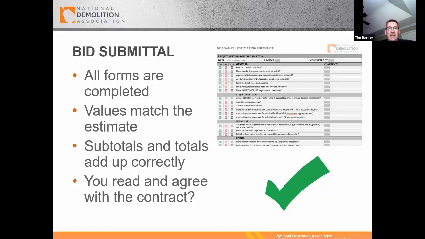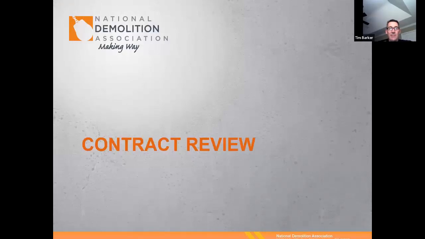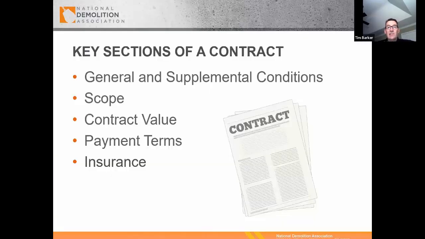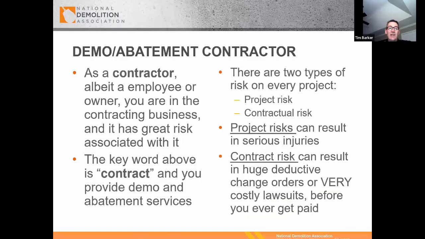Oftentimes, if you're providing a bid, the owner, especially if it's a public project, will provide a contract and you have to agree to it up front because they're not going to allow you to make changes after the award or if you're notified that you're the low bid. Sometimes you can negotiate the contract. We'll talk about that right now. Key sections of a contract: general, supplemental conditions, the scope, contract value. And there's more to it, but these are the highlights.